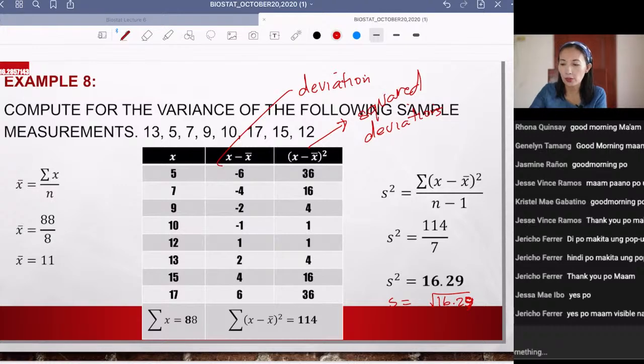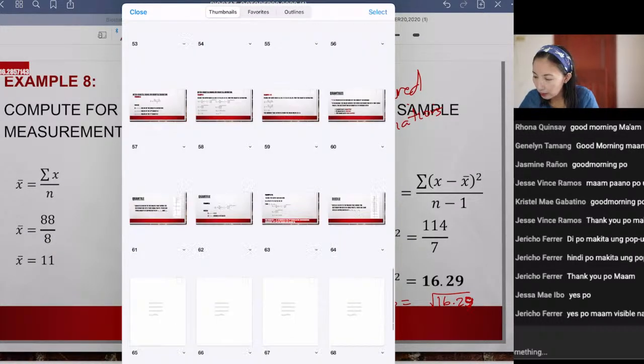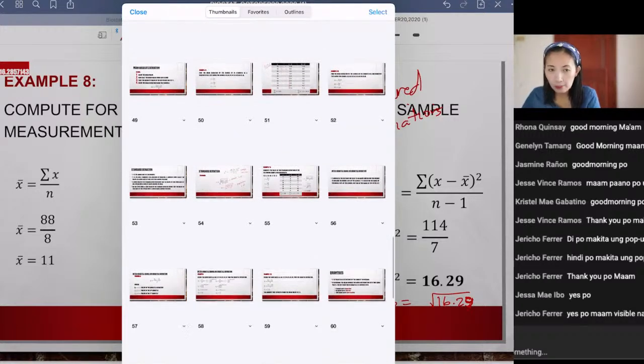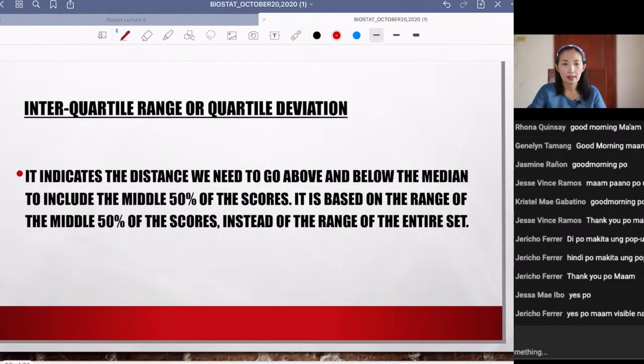Okay? So let's go back. So your standard deviation, okay, correct, it's 4.04. Okay? Next, the interquartile range or quartile deviation.